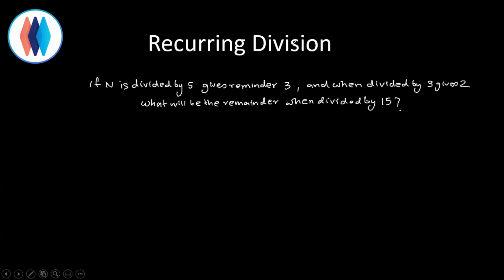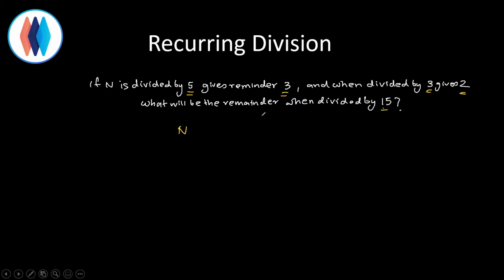Okay, guys, let's look into an example of a recursive division problem. Here we have a number n, which when divided by 5 will give me a remainder of 3, and when divided by 3 will give me a remainder of 2. Now I have to figure out what would be the remainder when it is divided by 15.